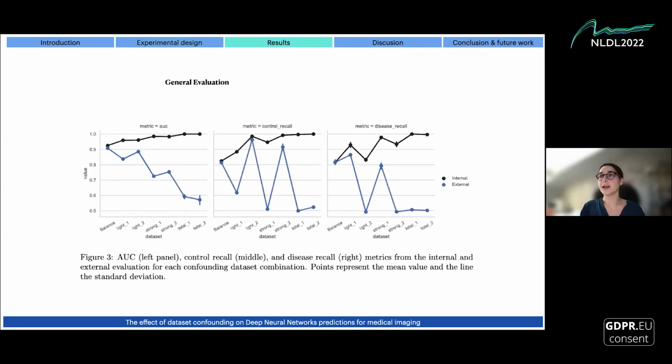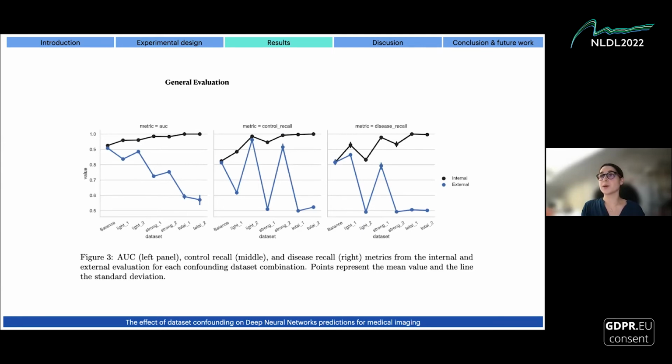So in the general evaluations, let's start first with the black one. We have the internal. So internal is against validation. That means that we are evaluating the network against a dataset that has the same class imbalance that was present during the training. We can see here that more or less all the networks present a good accuracy, especially in the case of total confounding.